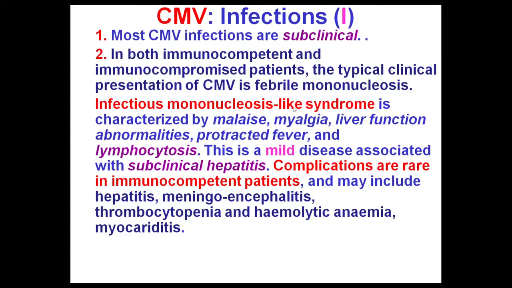But CMV causes a disease a bit similar to that of EBV, because it may be characterized by malaise, myalgia, liver discomfort, protracted fever, and lymphocytosis. Usually this is a very mild disease, and subclinical hepatitis may also occur. Complications are very rare in immunocompetent individuals.